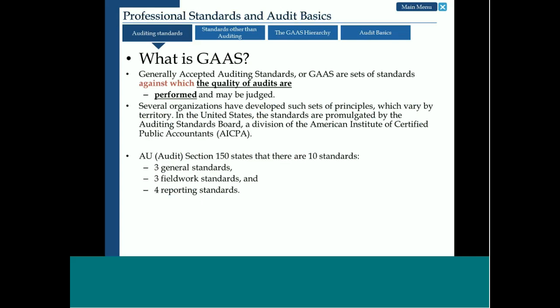Now let's understand. AU means section AU, like 150. When I say standard 150 or assurance standard 150, it means AU section 150, which states there are 10 standards. These are fundamental standards, not specific standards like 102 or internal control standards. Rather, these are 10 principles under which different assurance standards are created. So section 150 highlights this.